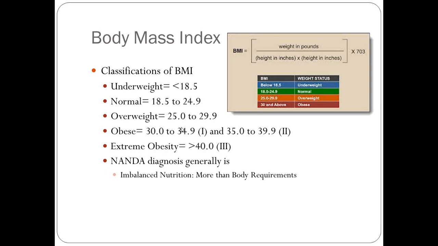So as you can see up on the top, I have the BMI equals the weight in pounds divided by the height in inches times itself. And then if you take that equation and multiply it by 703, you'll get the BMI. A nursing diagnosis generally is imbalanced nutrition, more than body requirements, or less than body requirements, depending on where they're sitting with their BMI.